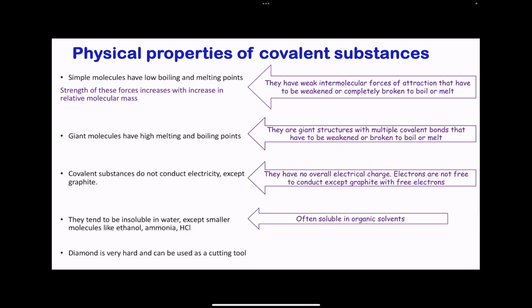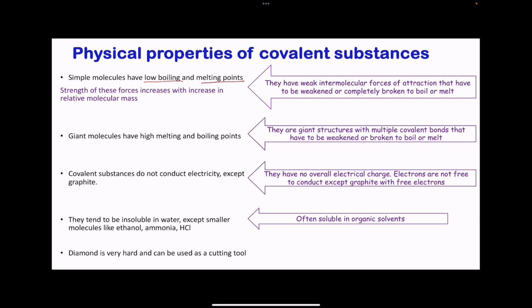The physical properties of covalent substances include: number 1, the simple molecules have low boiling and melting points. Within the simple molecules, the forces of attraction between them are weaker, and these depend on the molecular mass. Molecules that contain a higher molecular mass are going to have higher melting and boiling points because they will have more forces of attraction between them. So for those that have lower molecular mass, the weak forces of attraction between them are going to be even weaker, and they will require less energy to be broken in order for the substance to be boiled or melted.